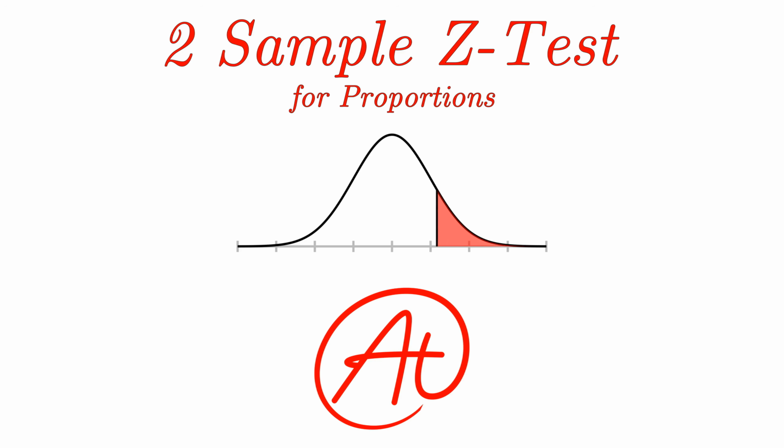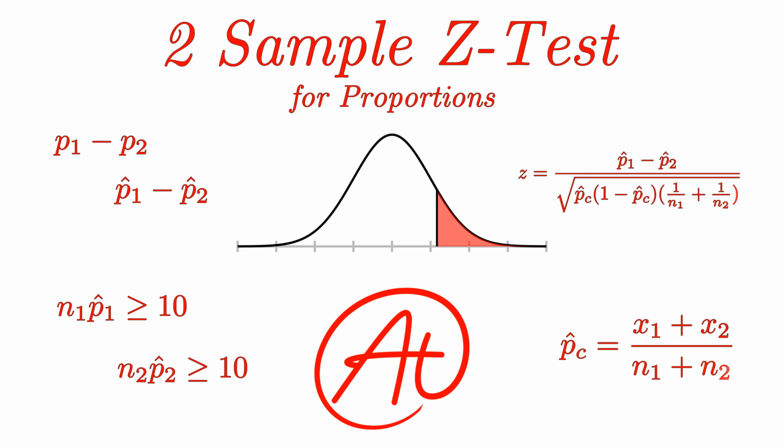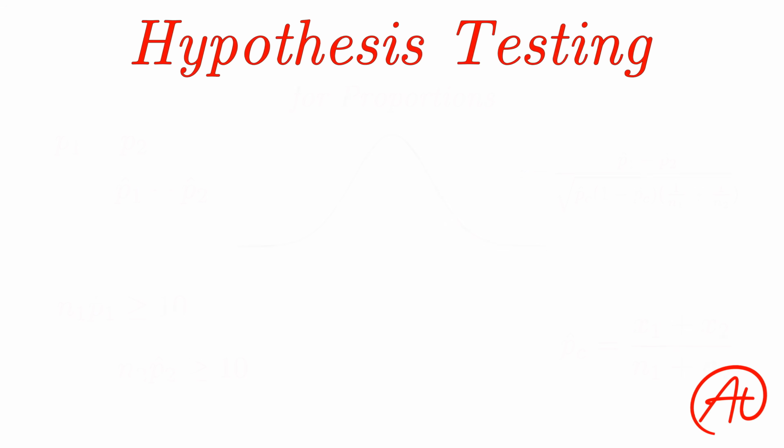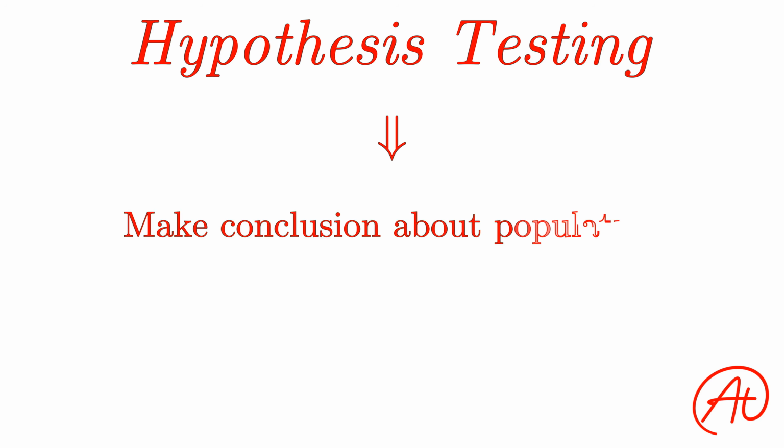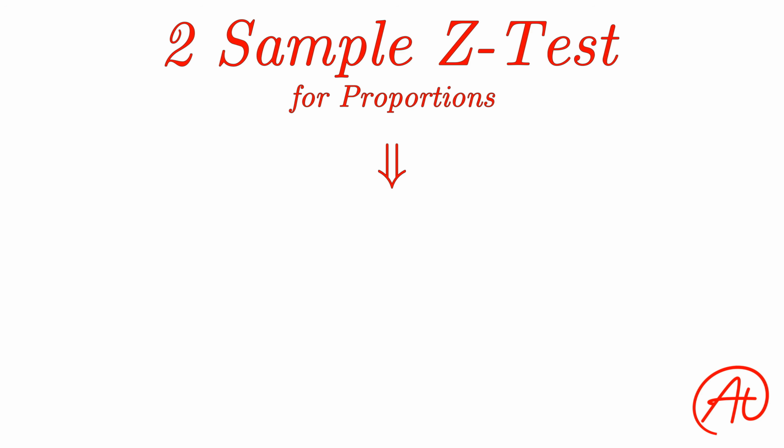This is going to look very similar to my other videos in this hypothesis testing series, so let's jump right into it. As a reminder, the goal of hypothesis testing is to make a certain conclusion about a large population by using data from a smaller sample. Two sample z-tests are just one way to do that when you have a certain population and certain data.